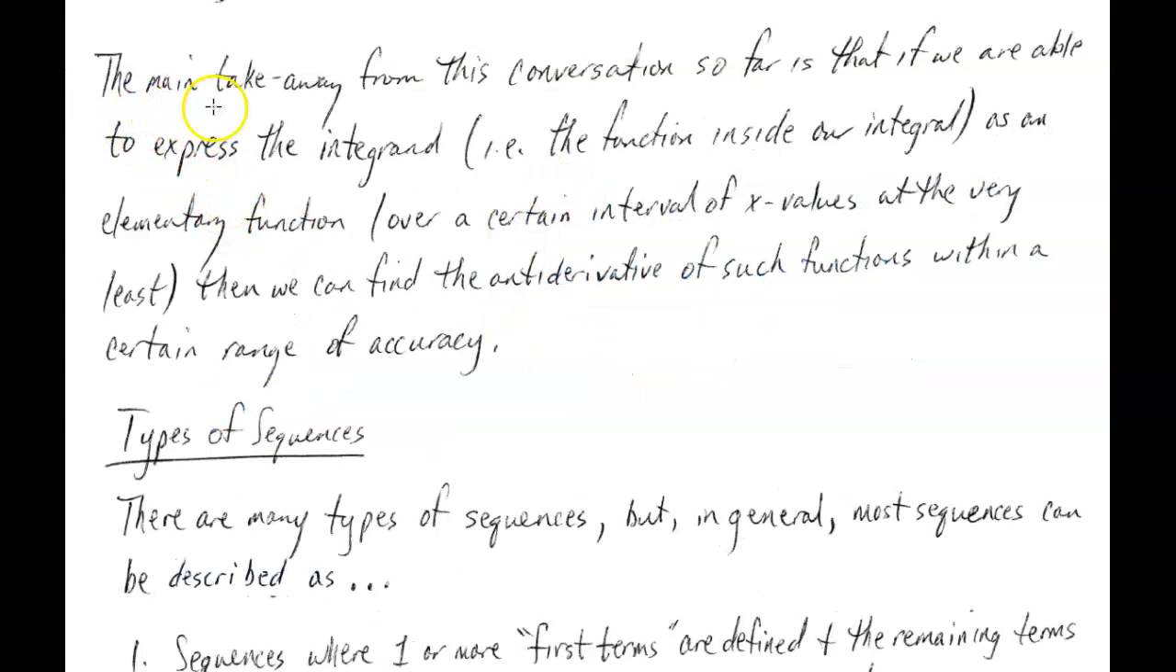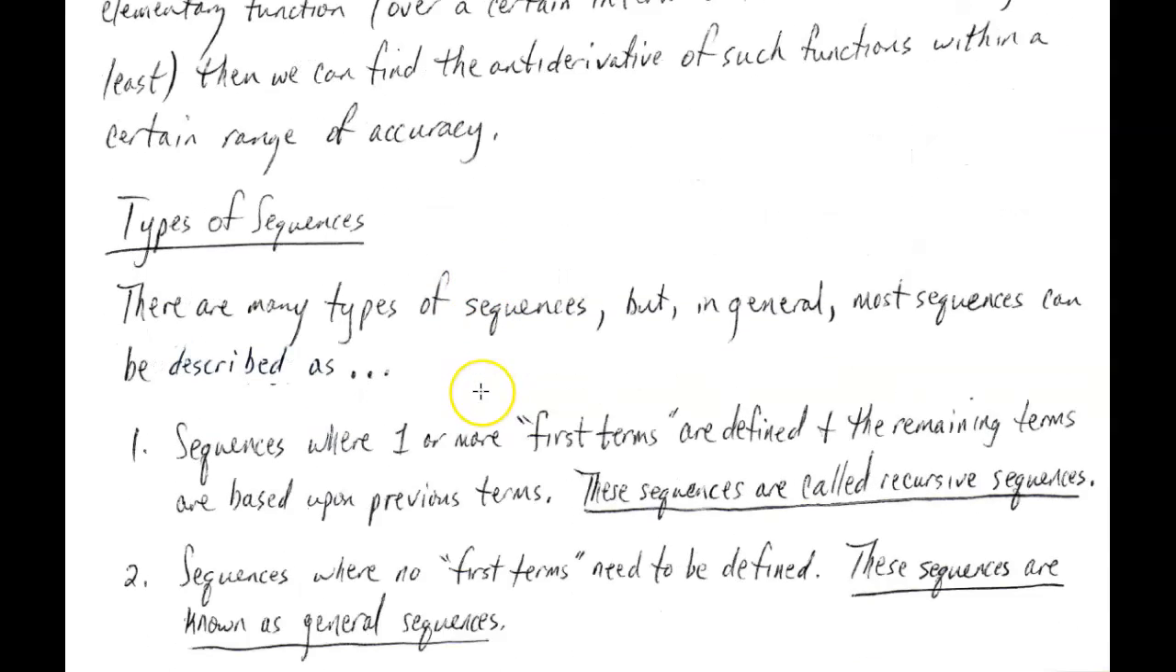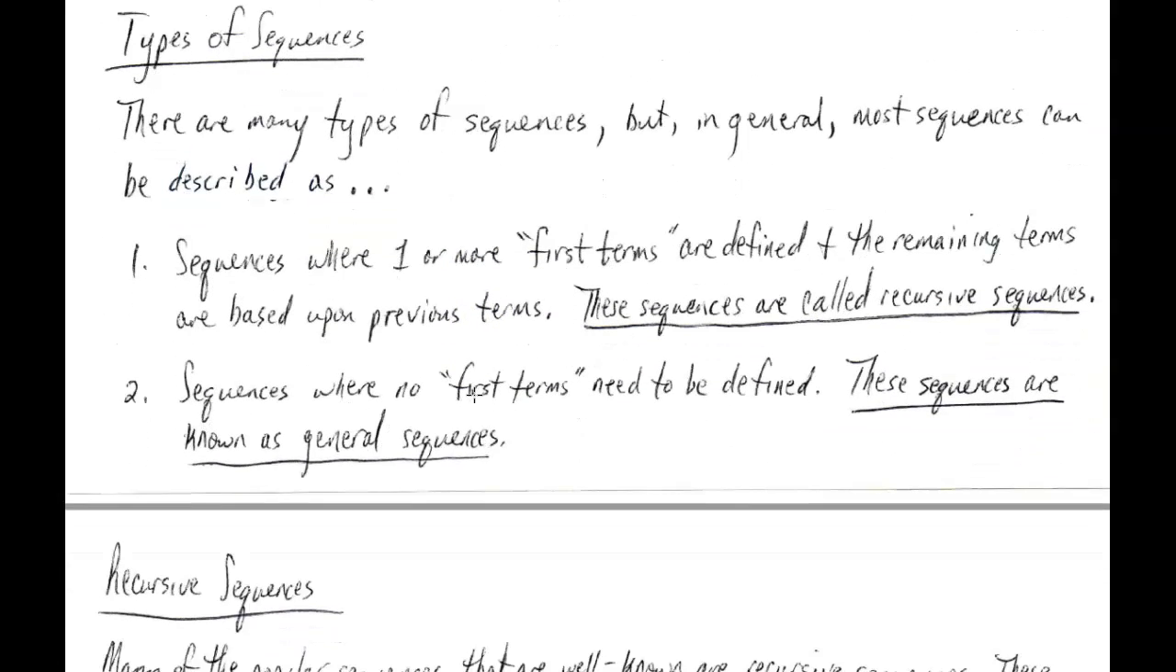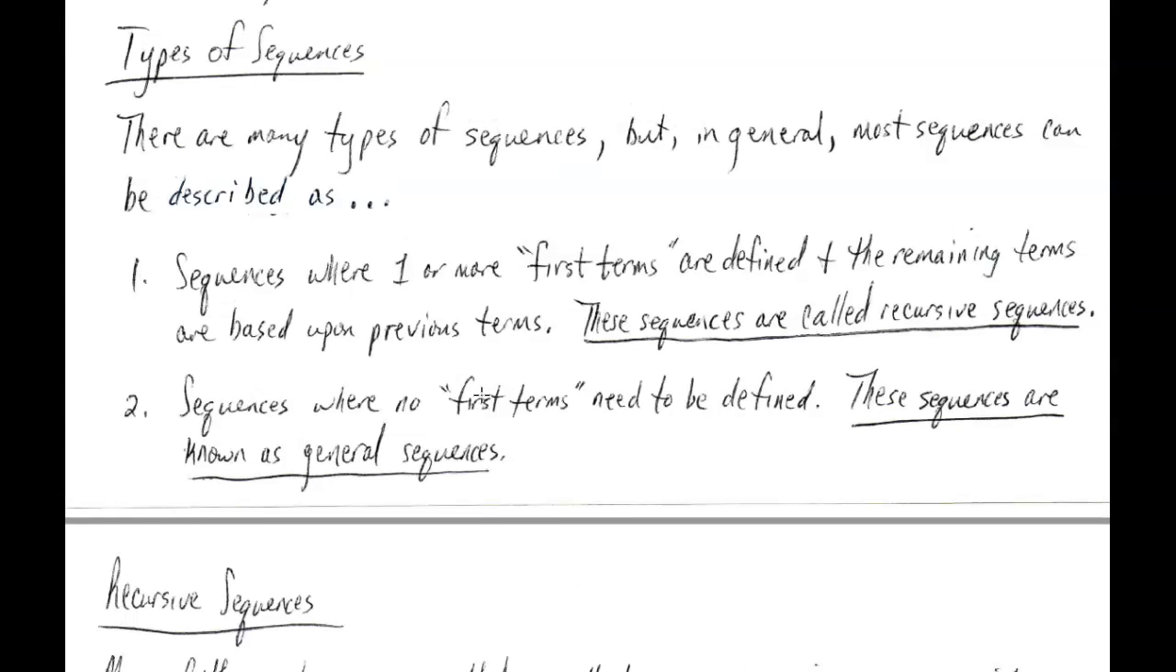All right, so to summarize, the main takeaway from this conversation so far is that if we are able to express the integrand, that's say the function inside our integral, as an elementary function over a certain interval of x values, at the very least, then we can find the antiderivative of such functions with a certain range of accuracy, okay? So my discussion that I just went over is the main point that I was trying to get across. All right, so now let's get into the actual types of sequences that we'll deal with, okay?